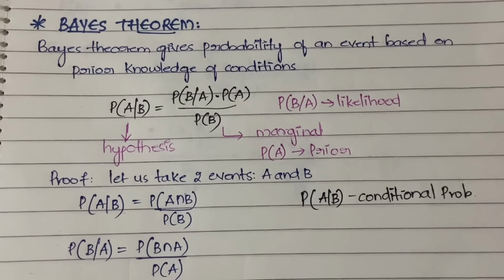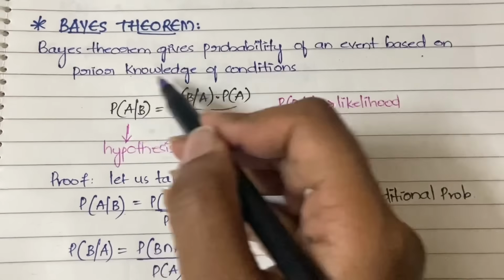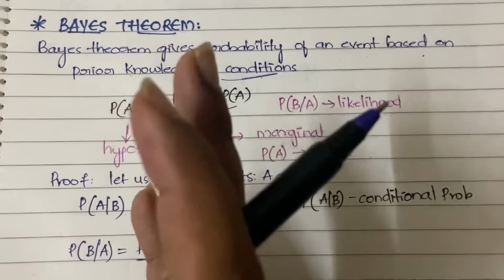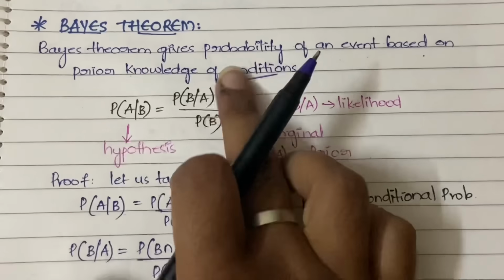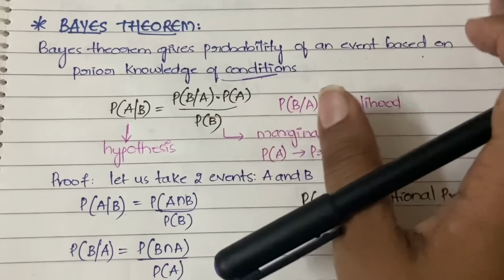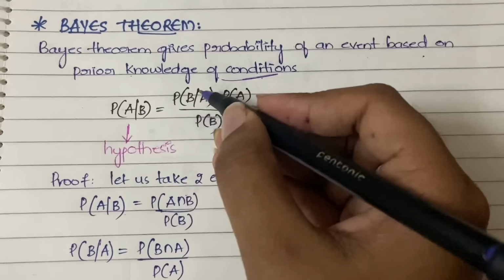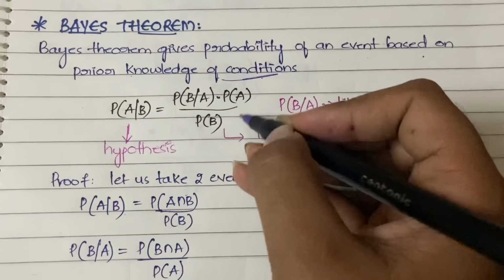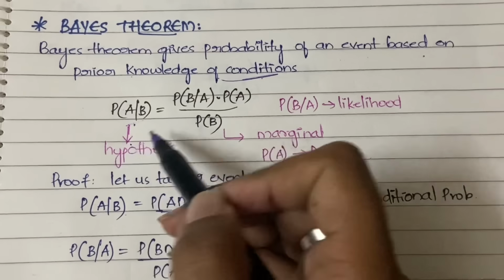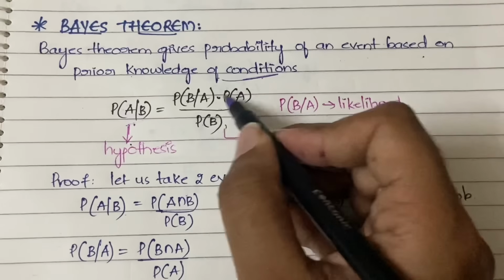So first, what do you mean by Bayes theorem? The Bayes theorem gives the probability of an event based on prior knowledge of conditions. So based on the previous knowledge the machine has, based on those conditions, it will give the probability of an event. Simply, P of A given B is equal to P of B given A into P of A by P of B. In this we have some terms. P of A given B is called the hypothesis, P of B given A is called the likelihood, P of B is called the marginal, and P of A is called the prior.